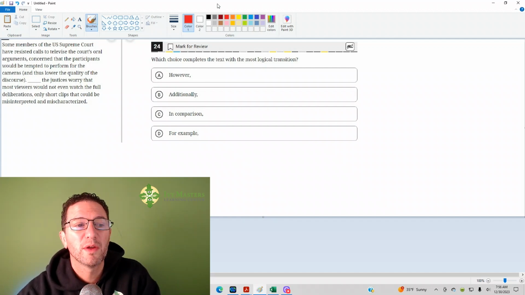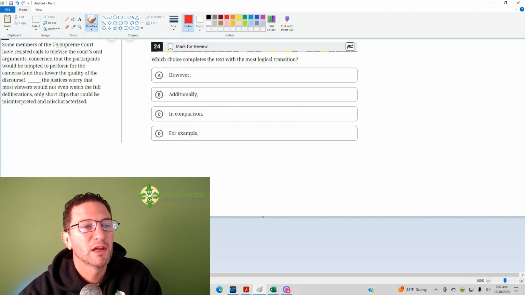You've got to determine whether the sentence itself and the sentence before it shows similarity or difference. That'll help you get rid of some of the answer choices. And then we narrow it down and get more specific.